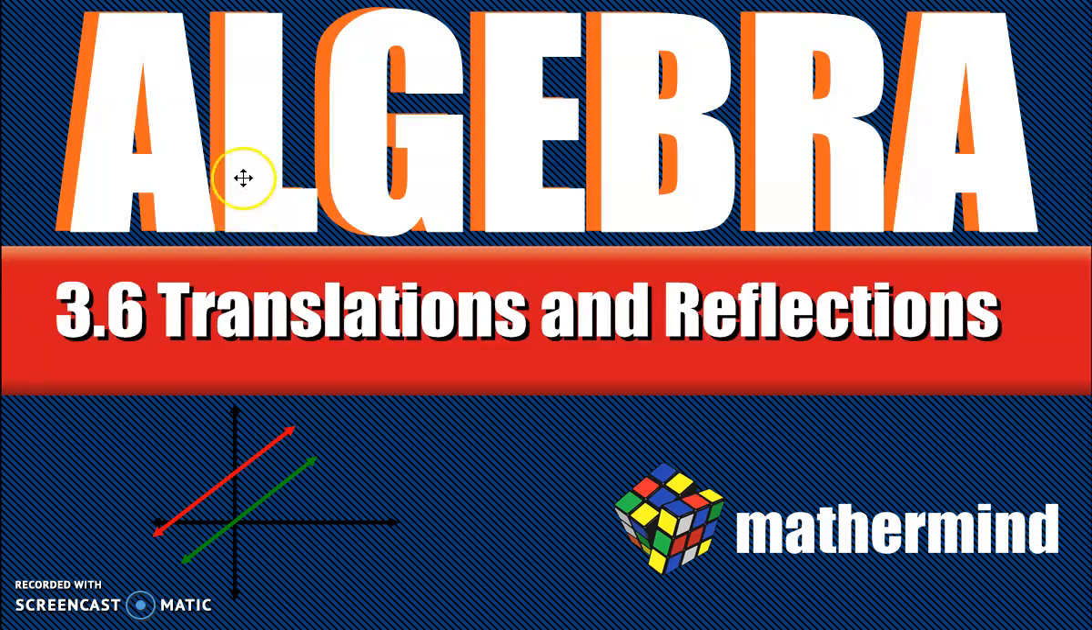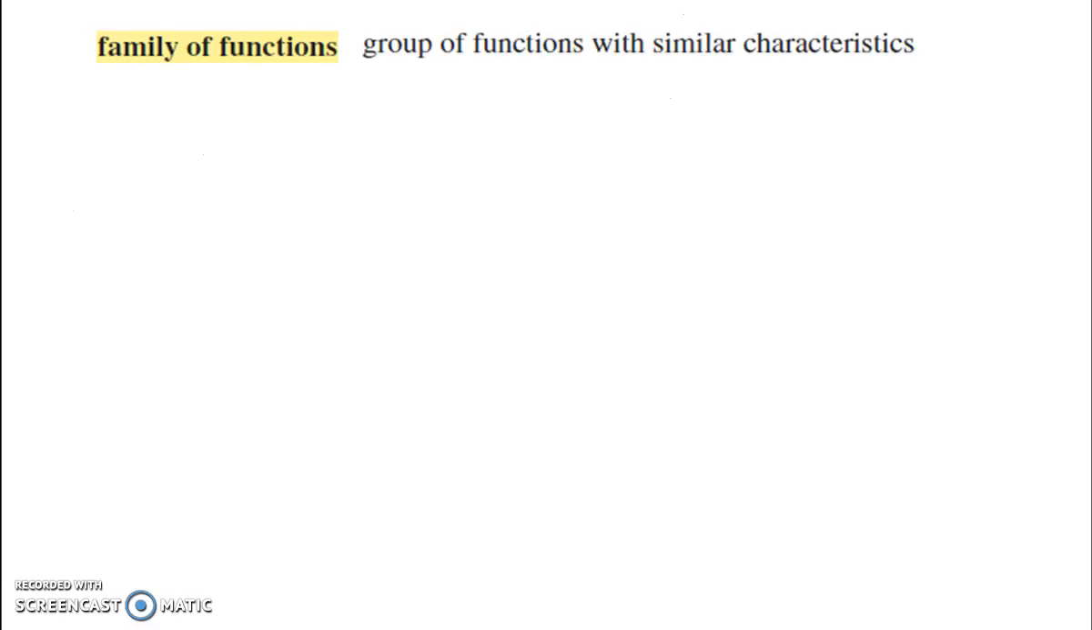Okay, here we are back with some Algebra, Chapter 3, Section 6, Translations and Reflections. As Bon Jovi said, buckle up, baby, it's a bumpy ride. This one's a doozy, so I've decided to split it into two parts. We're going to start just looking at straight up translations and reflections before we go into stretching.